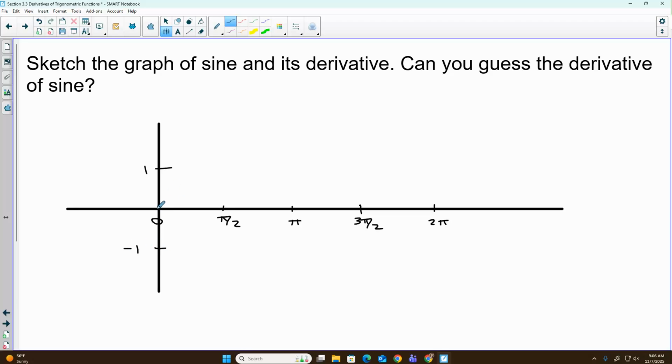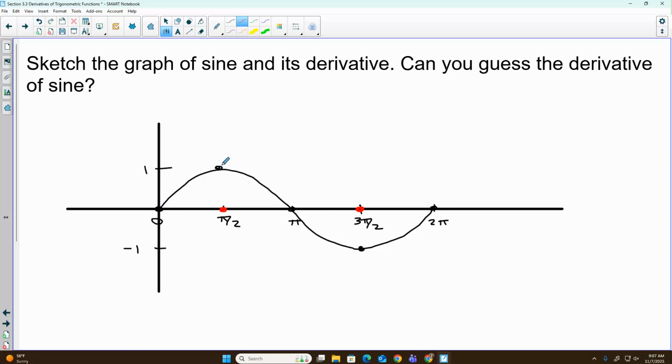Okay, so we know sine is 0, 0, 1, 0, 1. So that's what sine looks like. We know how to graph derivatives. Anywhere we have a maximum or minimum, what's my derivative? 0. So here I have a horizontal tangent line, so my derivative is 0. Here I have a horizontal tangent line, so my derivative is 0.